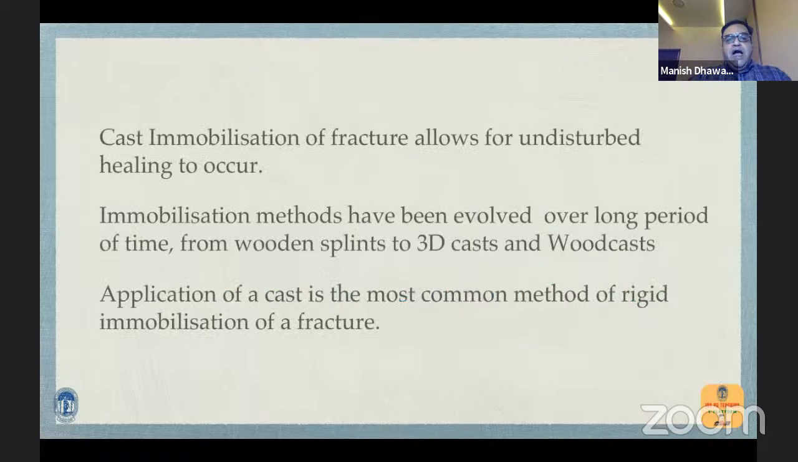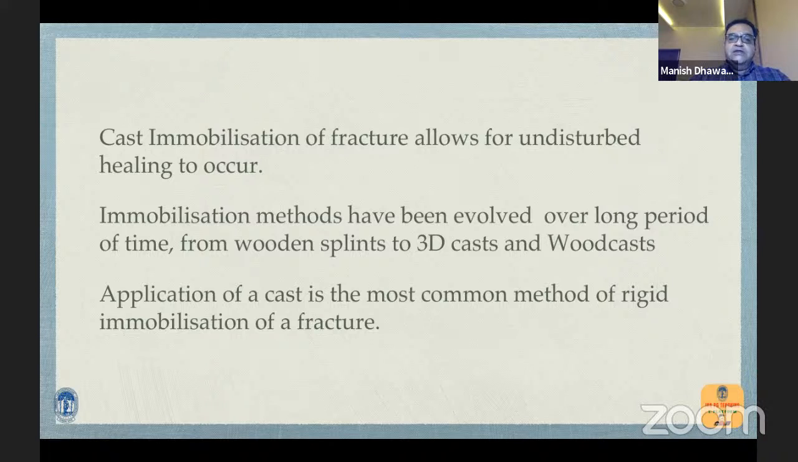Cast immobilization of fracture allows for undisturbed healing to occur. As Dr. Mukherjee has told, for fracture healing it is very important that there should be immobilization, and a cast helps in that. Immobilization methods have evolved over a long period of time, from wooden splints to POP cast to 3D cast and wood cast. So it's a total evolution over centuries.